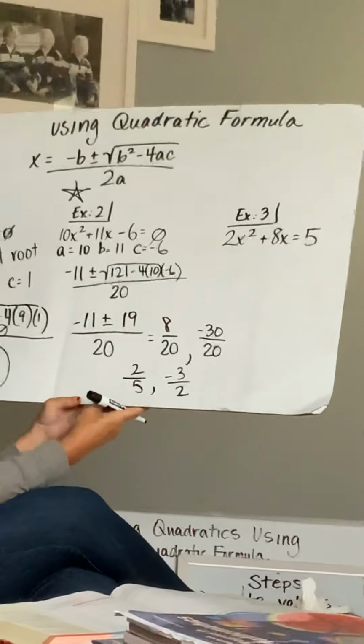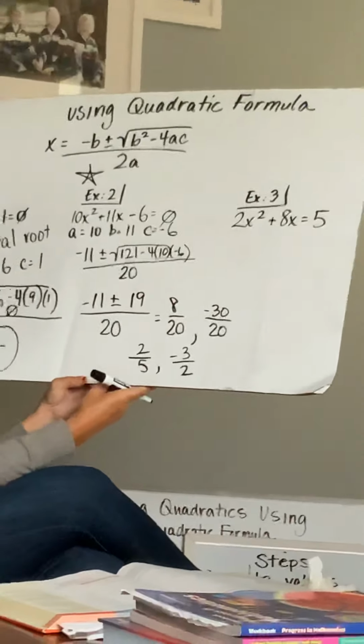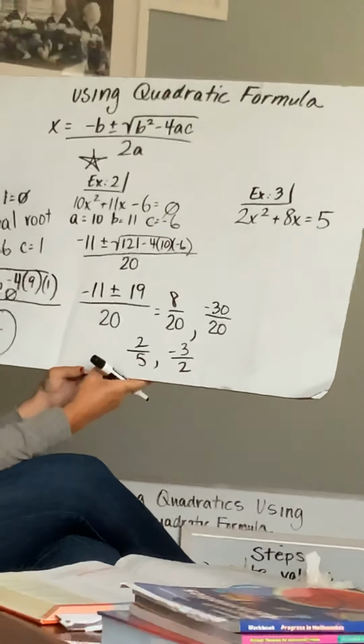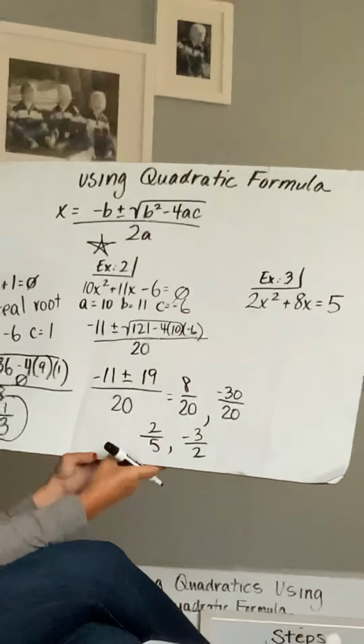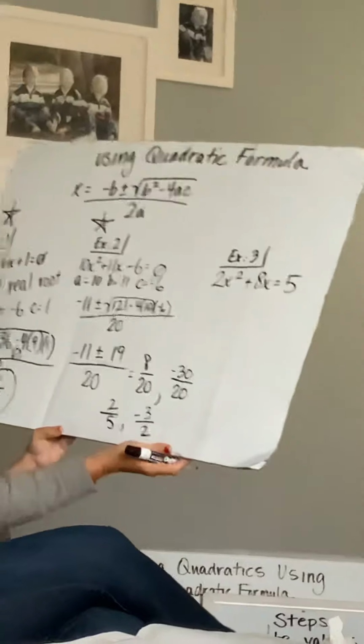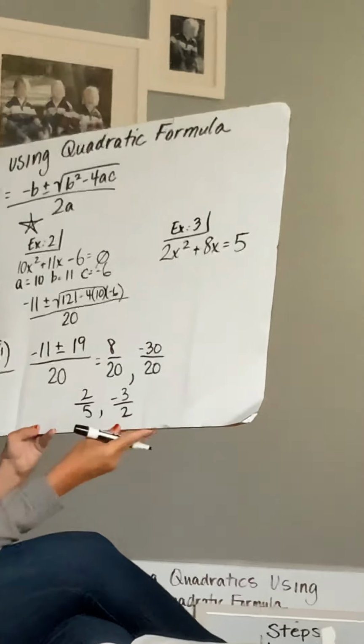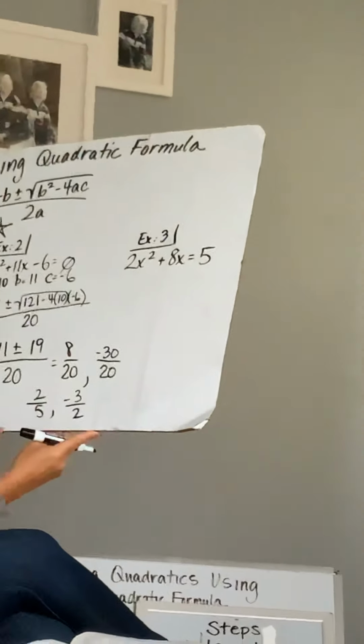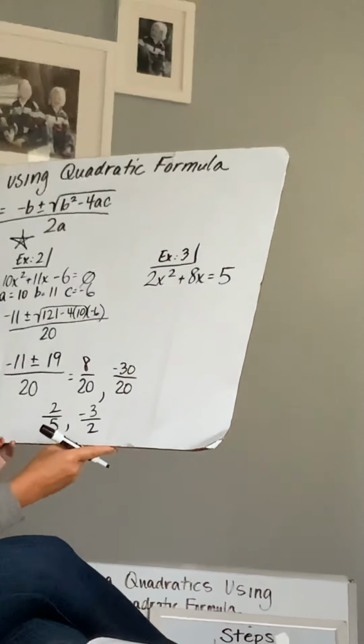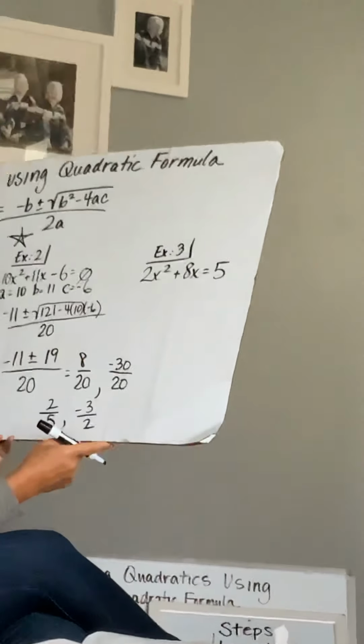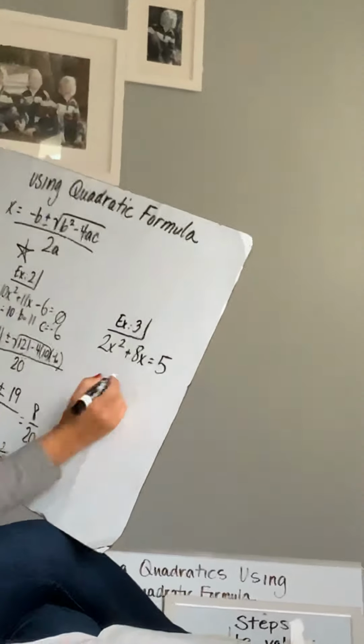Let's do the last one. This one's going to take some space though, so I'm going to erase the board so that we have the entire board to do this one, okay? So the next example is 2x squared plus 8x equals 5. So the first thing is, is that in standard form? No, we have to get 5 over to the other side. So that's the first thing we're going to do. We're going to subtract 5.